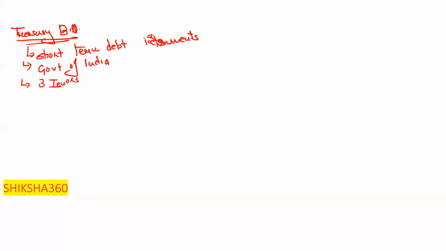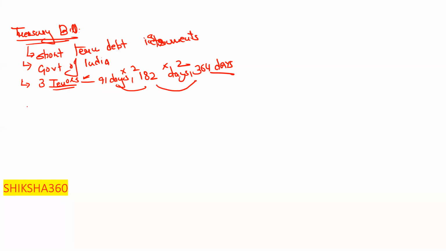The three tenures under the treasury bill are 91 days, 182 days, and 364 days. Not 360 days. Multiply by 2, multiply by 2. Clear? 91 days, 182 days, 364 days.